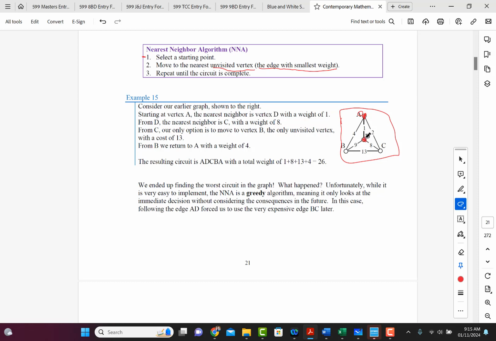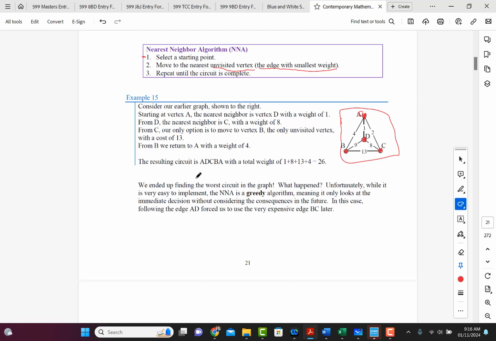Now, if we look at the nearest neighbor here, obviously the one with the lowest weight is going to be D to C. Okay, so let's go D to C. Now from C, we can't go to A because we already visited A. So the nearest unvisited one is going to be B. So we go to B, and then we're going to go back to A. So the path is A to D, D to C, C to B, B back to A. If we count up those weights, we get 1, 9, 22, 26, so we get 26 as our total.